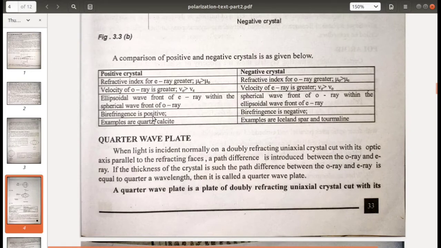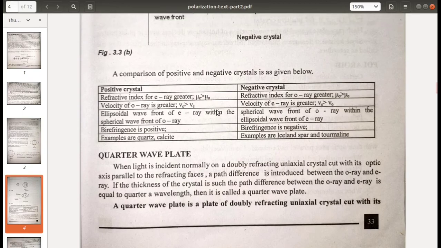Here, one point we have discussed: birefringence is positive for positive crystals and negative for negative crystals, because it is the difference between the refractive indices of the two rays. So according to the nature of positive and negative crystals, its value is positive for positive crystals and negative for negative crystals. So you can see it here. Okay.